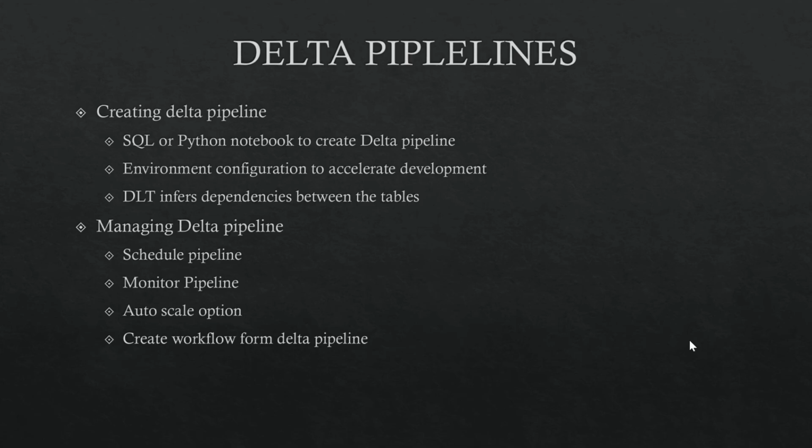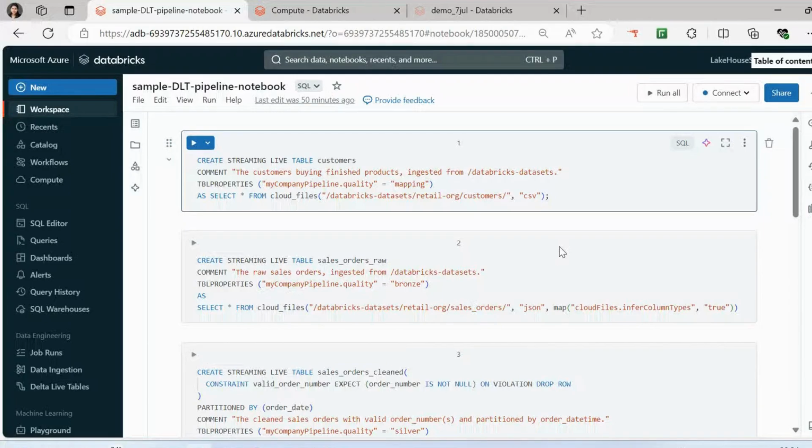You can manage the Delta pipeline as well. You can schedule your pipeline, and you can monitor your pipeline. You can also auto scale the cluster, and you can create a complete workflow from the Delta pipeline. So these are the features of the Delta pipeline that you get with the help of DLT. Now let's see in the practicals how you can create your DLT tables and the complete pipeline.